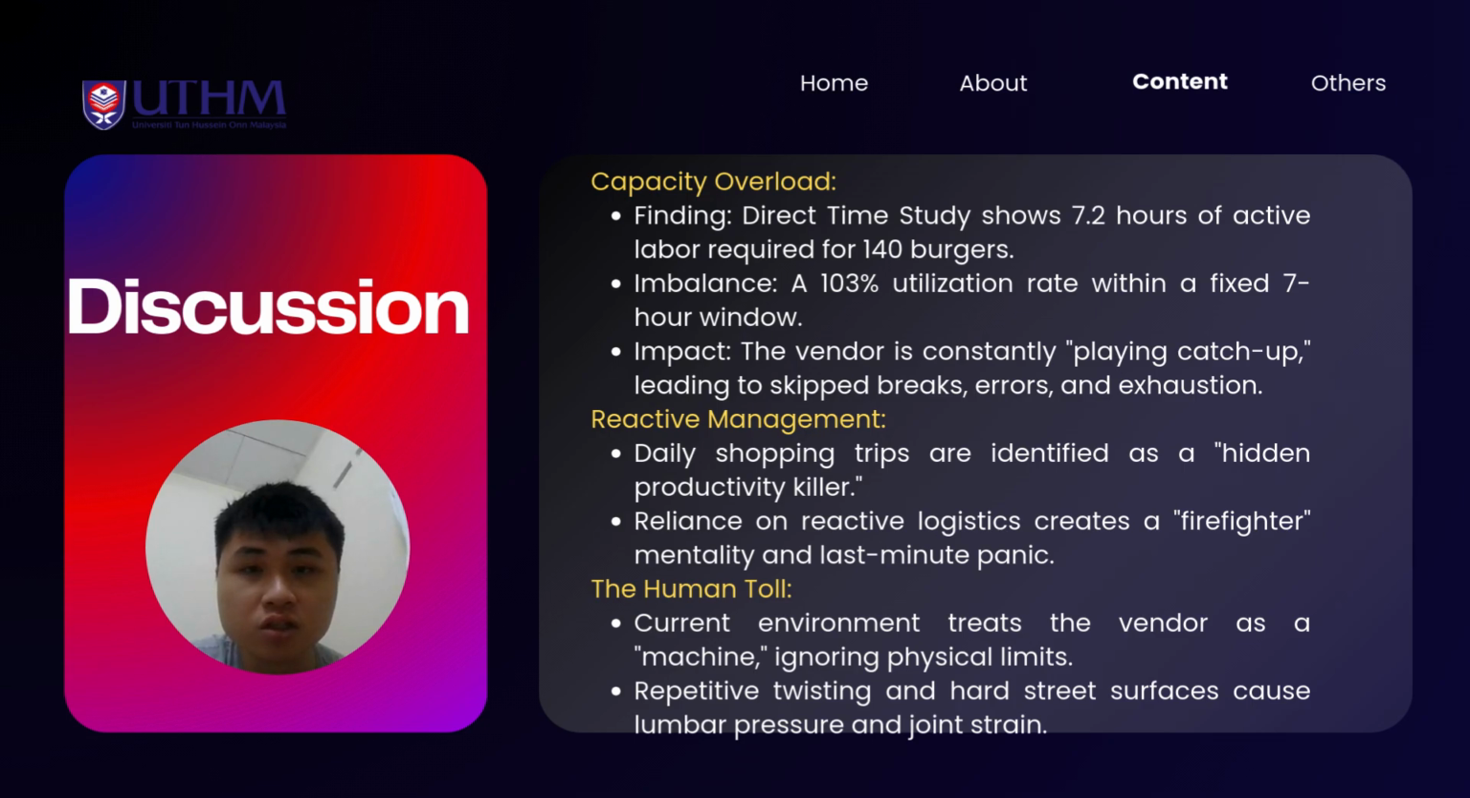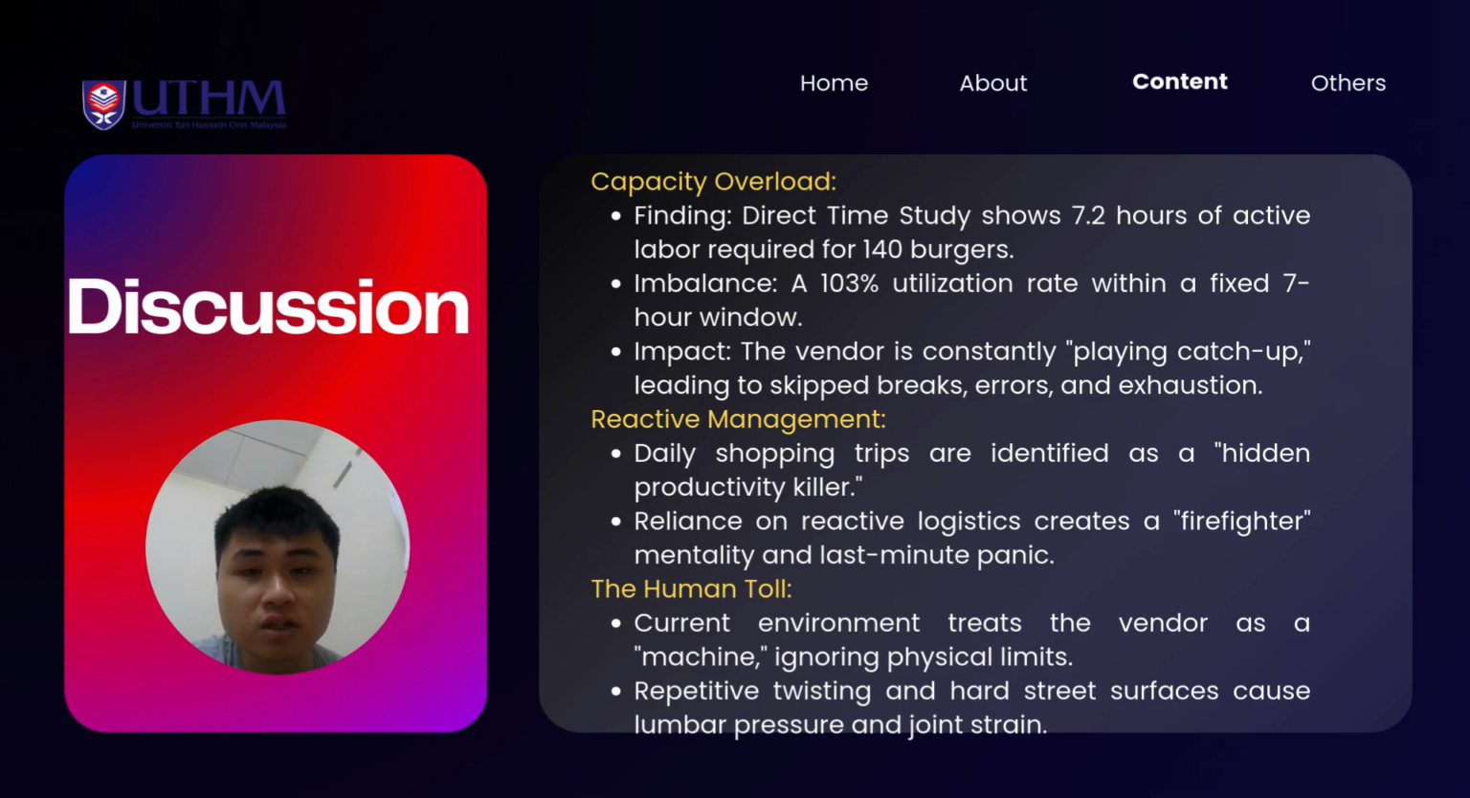Now we will continue to the discussion and suggestion for improvement. So for the discussion, the first one is capacity overload. Our finding of this research is direct time study shows 7.2 hours of active labor required for 140 burgers, resulting in an imbalance of 103% utilization rate within a fixed 7-hour window. The impact is the vendor is constantly playing catch up, leading to skipped breaks, errors, and exhaustion.